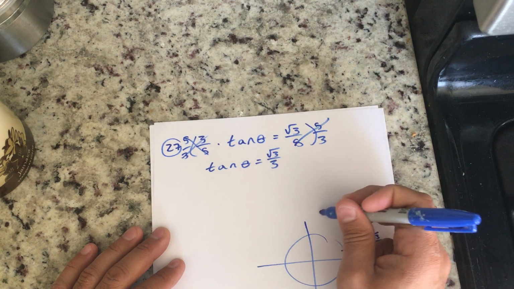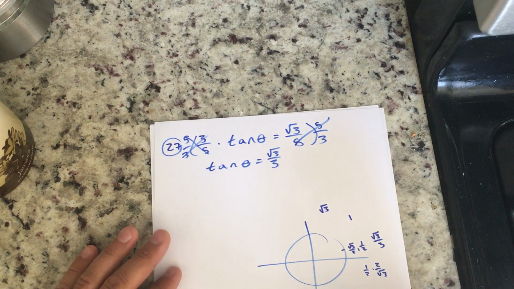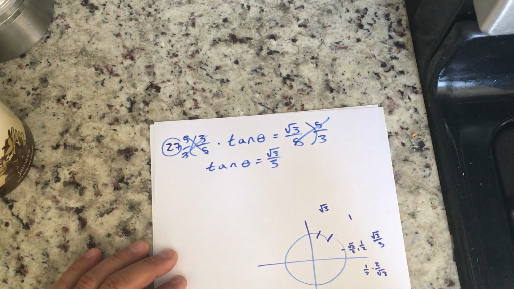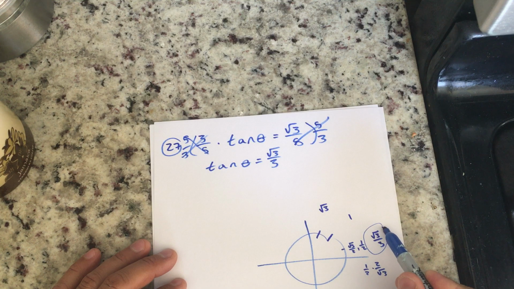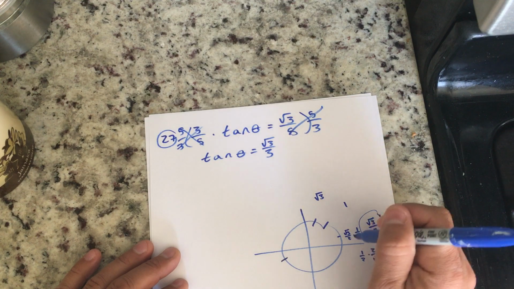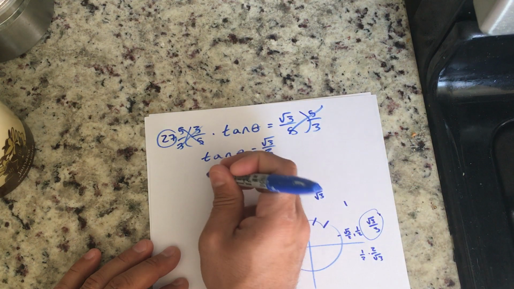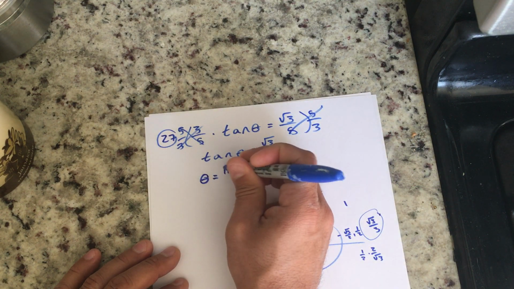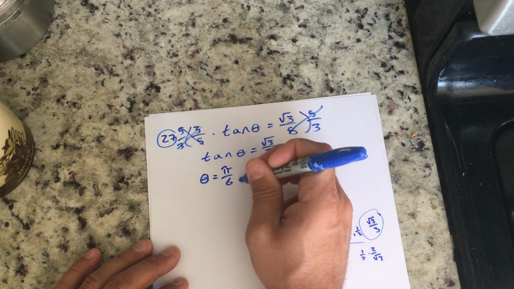This is 1 for the tangent. This is the square root of 3 for the tangent. So I want this one, and I'm also going to want this one, because that's going to be negative square root of 3 over 2 and negative 1/2, which is going to give me this as well. So this value right here is pi over 6, and this is 7 pi over 6.